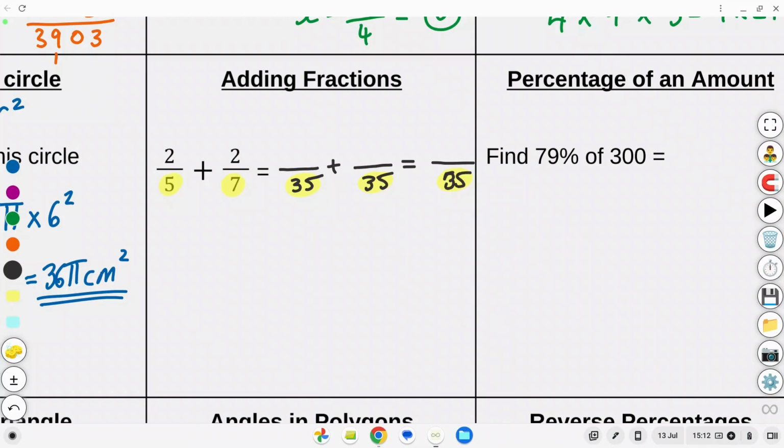our fractions. We had to times this by 7, so we times the 2 by 7 to give us 14. And we had to times this 7 by 5, so we times the 2 by 5 as well. And then we end up with 14 out of 35 and 10 out of 35, which is 24 out of 35. We should simplify it if we can. This won't simplify, so we can just leave it there.